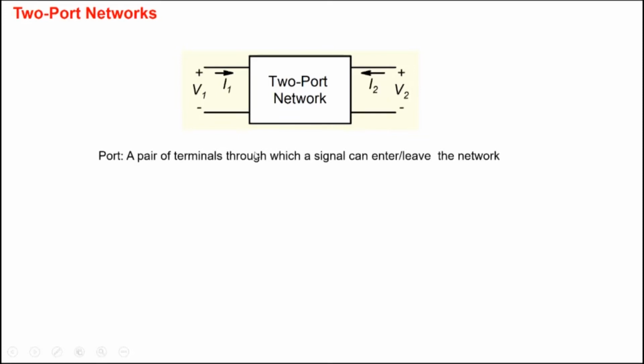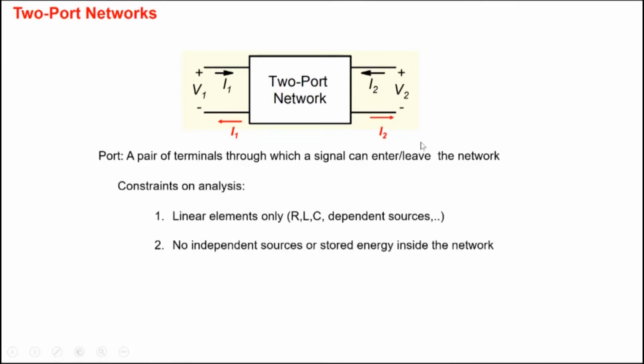So a port is nothing but a pair of terminals through which a signal can enter or leave the network here. And so we define a voltage across this pair of terminals, V1. The current we define, the convention is current entering is taken as I1. Similarly, we define V2 here and I2 here. And of course, the current I1 goes here and leaves here, and the current I2 leaves here.